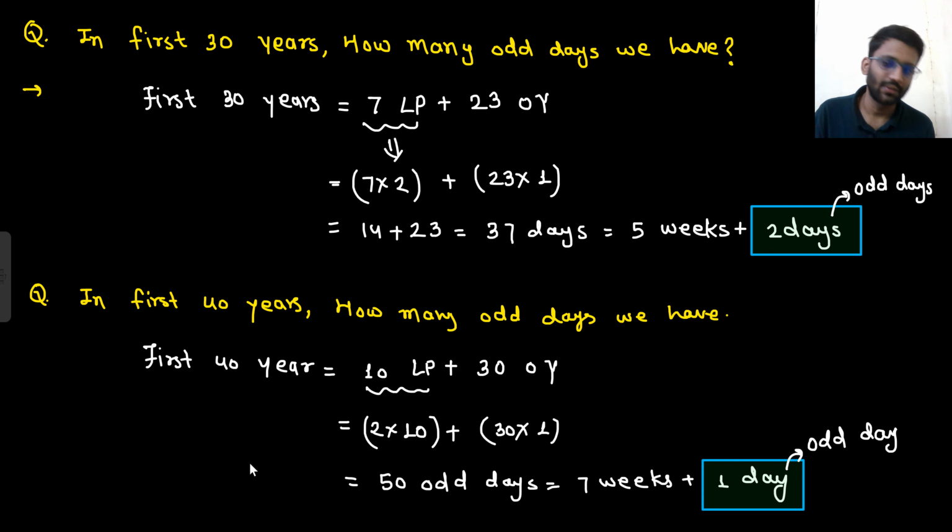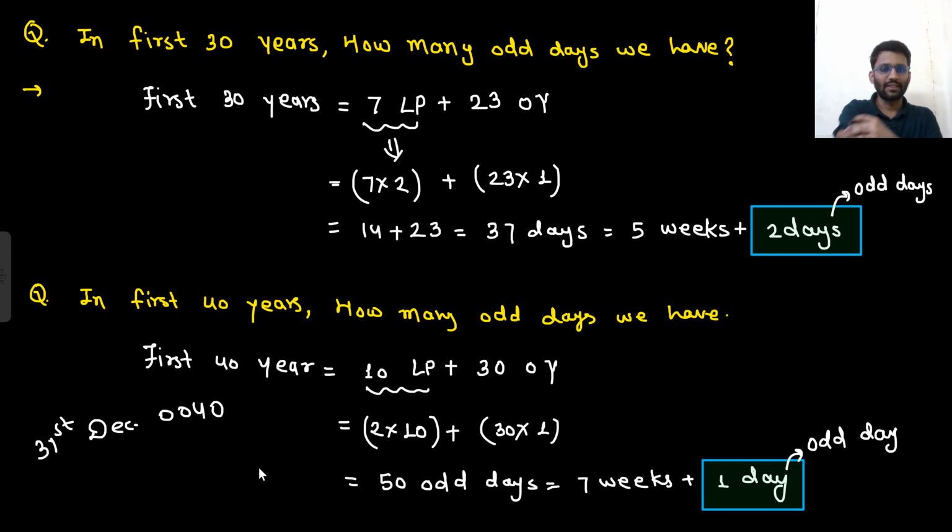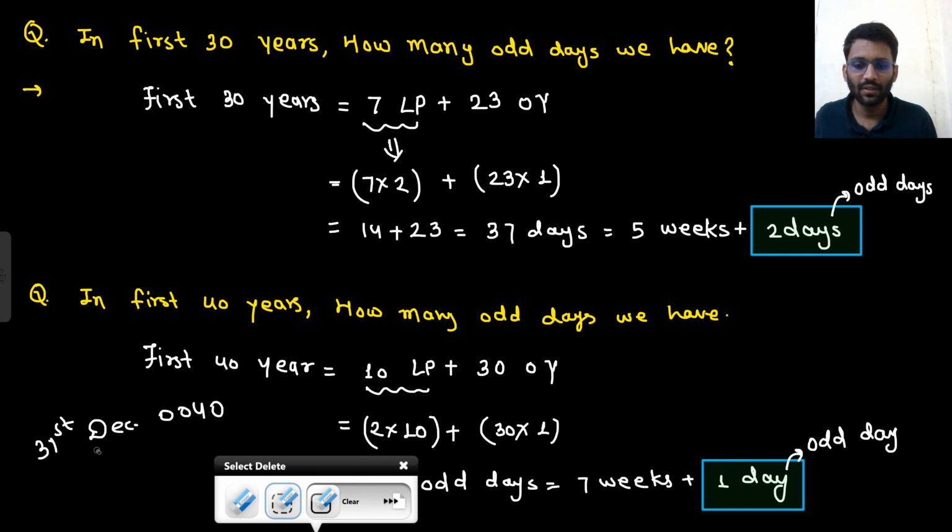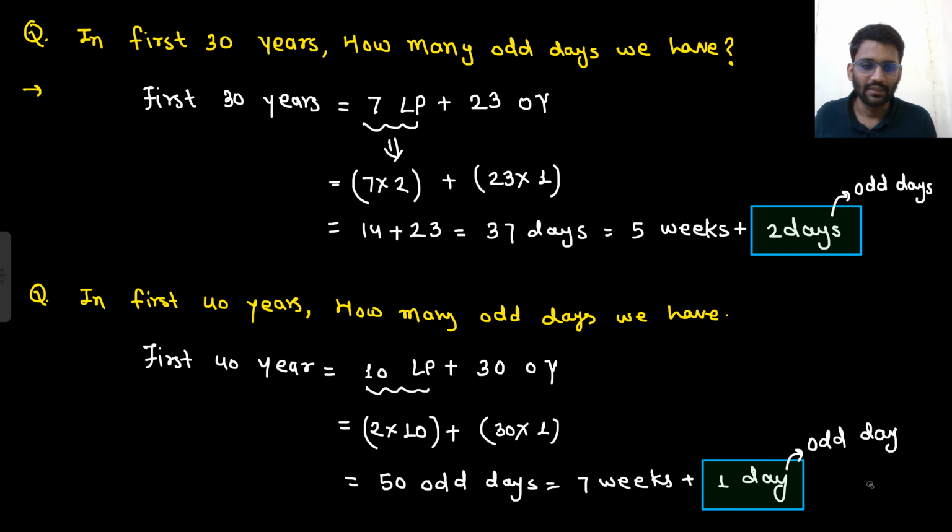So if I ask you one question, that on 31st December 0040, what was the day? What would be your answer? Monday. Because here the weeks were completed and you had only one odd day left. So that would have been Monday. Well and good. Very easy.